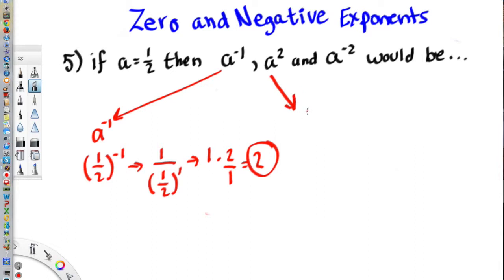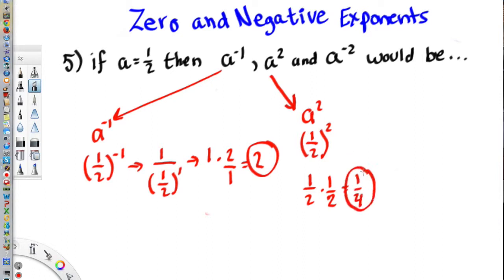Okay, a to the second power. So I substitute 1/2 in for a, and I raise that to the second power. So that's just 1/2 times 1/2, which is 1/4. Easy enough. That's my answer for that. And sure, why not? Let's change the color.